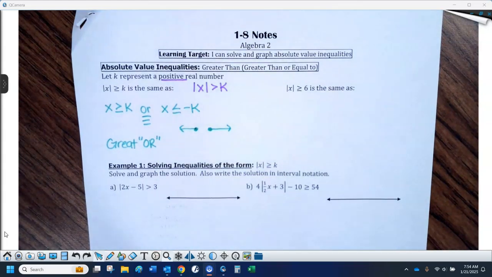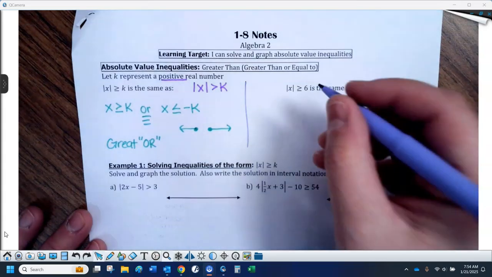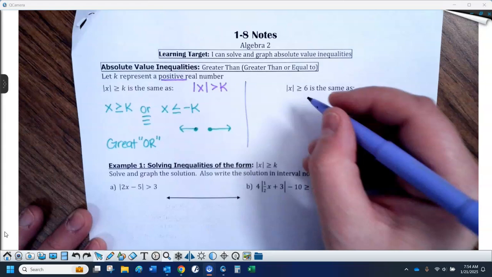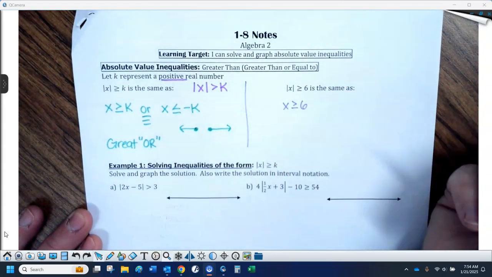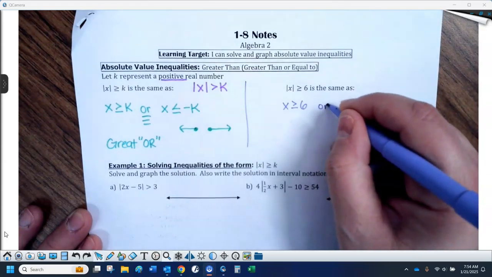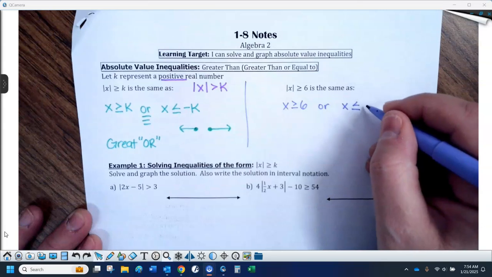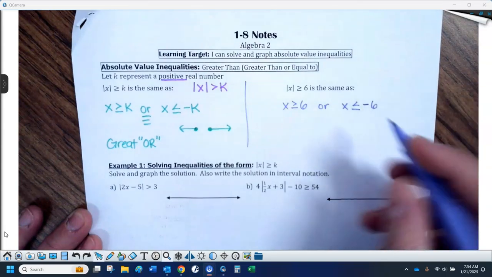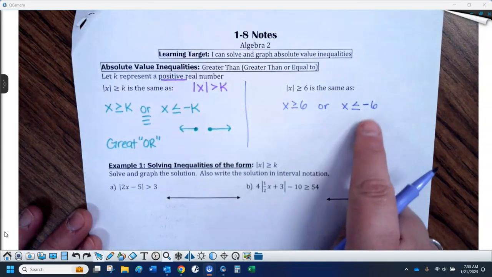Okay, so let's do one with numbers so we can make a little more sense of this. Just think about how your absolute value makes everything positive, right? So the way this would work, with absolute value of x greater than or equal to 6, it would say x is any number greater than or equal to 6, or, flipping the sign, x is less than or equal to -6.